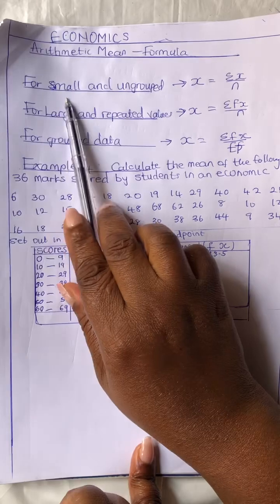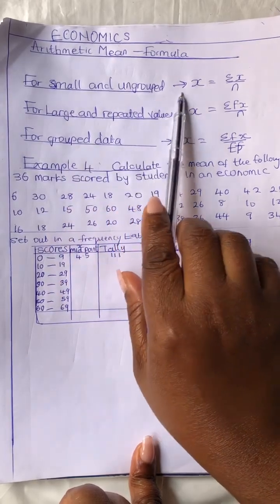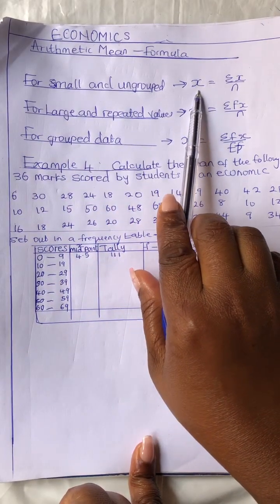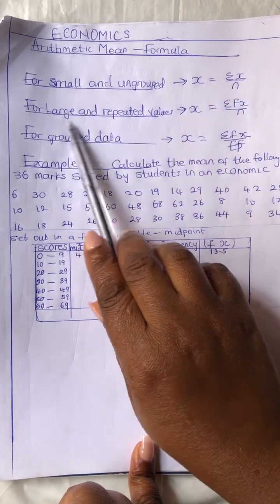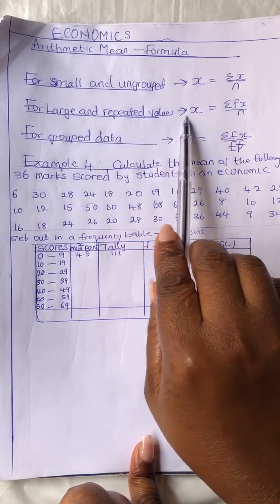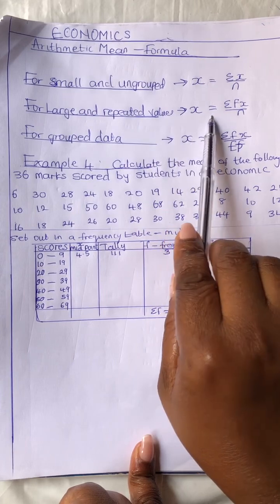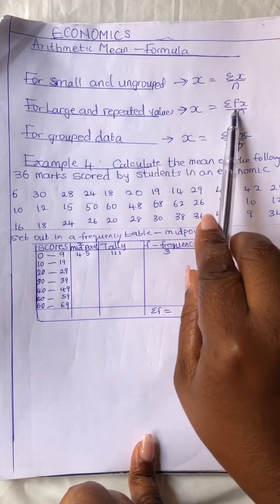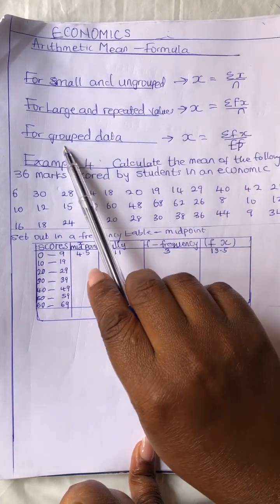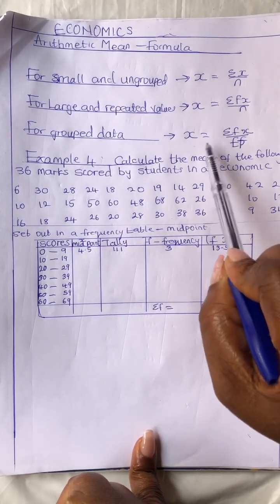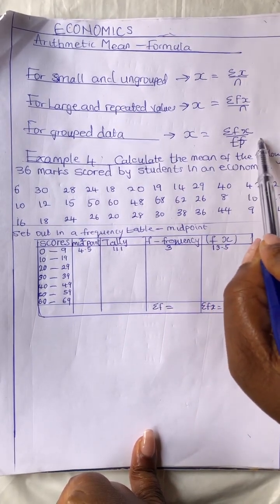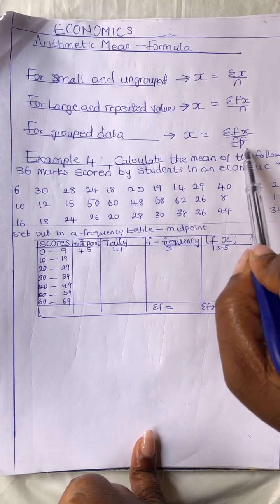So far we've established on arithmetic mean that there are formulas for small and ungrouped data. The formula is given as x̄ = Σx / n. For large and repeated values, it is given as x̄ = Σfx / n. For grouped data, the formula is x̄ = Σfx / Σf.